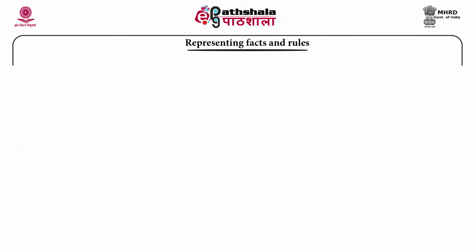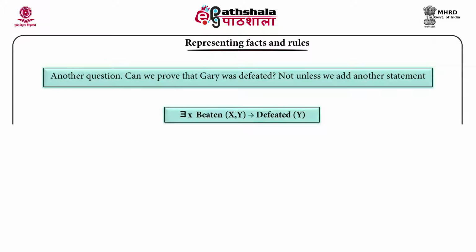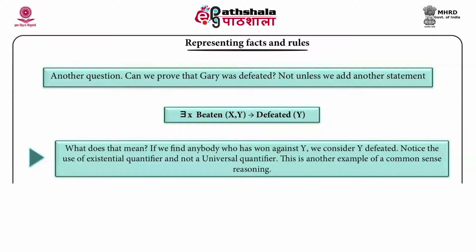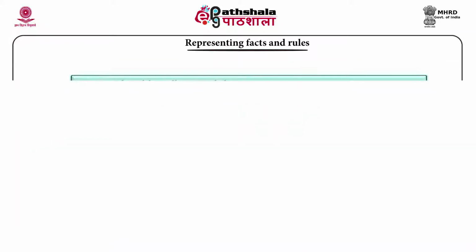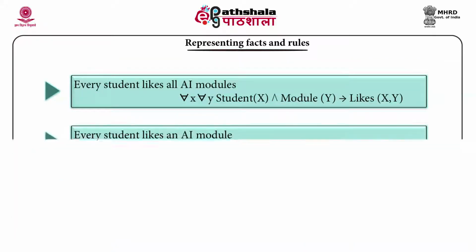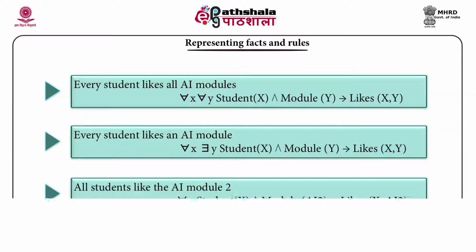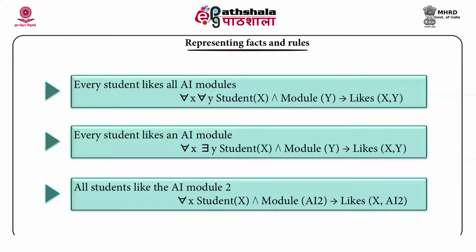Okay, what is the difference between the universal and existential quantifier and how to use them? One example is shown on the screen. For example, when you say every student likes all AI modules, you say for all x, for all y, student x and module y implies likes x y. Now, the same statement, if you use the existential quantifier, makes it very different. It says every student likes a module: for all x, there exists y, student x and module y and likes x y.